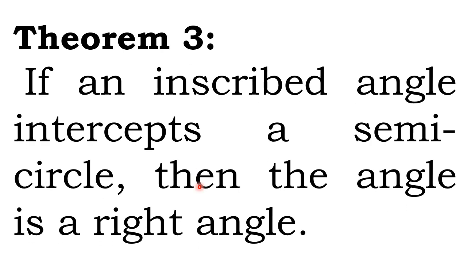Now, let's have theorem number 3. If an inscribed angle intercepts a semicircle, then the angle is a right angle. Remember that a right angle is an angle with a measure of 90 degrees. And remember also that a semicircle is half of a circle. So if a circle is 360 degrees, as in my previous video, a semicircle is 180 degrees.